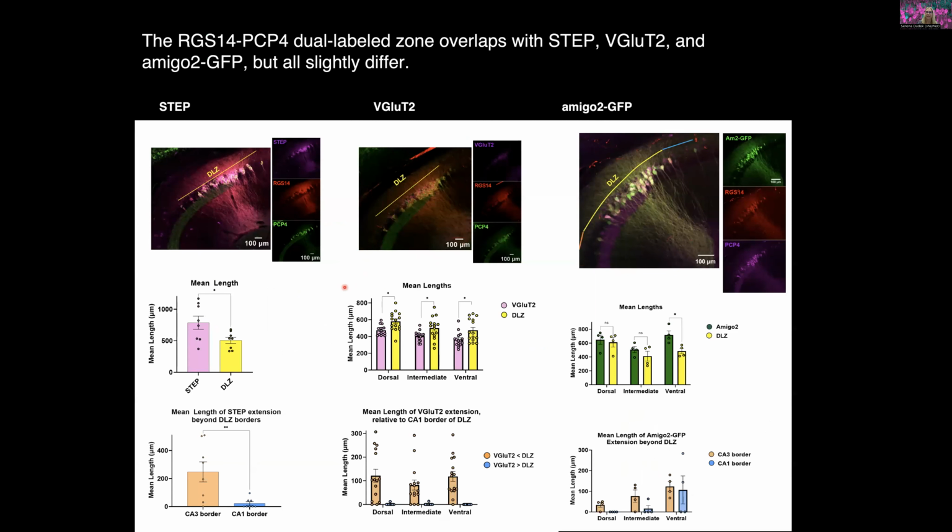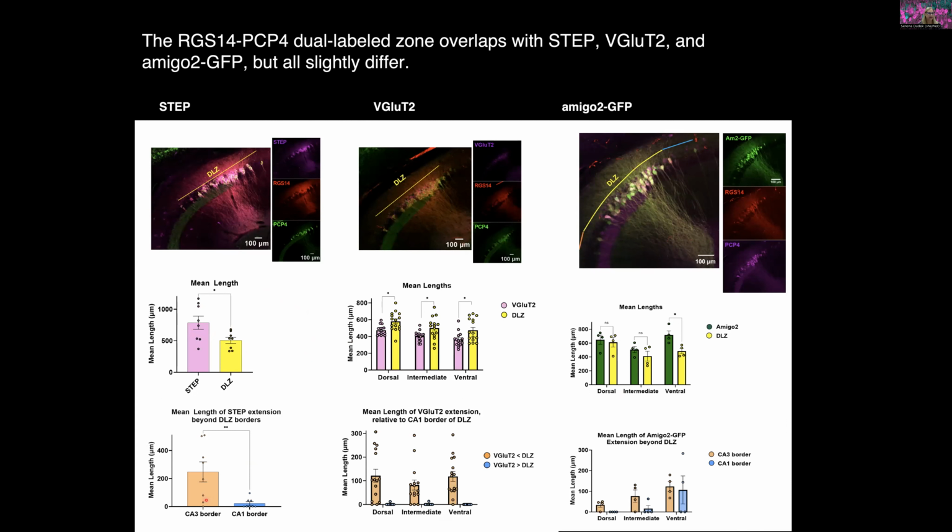Okay, so this double labeled zone overlaps a lot with some of our other stains and also our Amigo2 GFP, but they all differ just a little bit. So when you're choosing, maybe you don't have the option to double stain, but maybe you want to use STEP. STEP is a good one. It's slightly bigger than the double labeled zone, but it also overlaps with a lot of these stains.